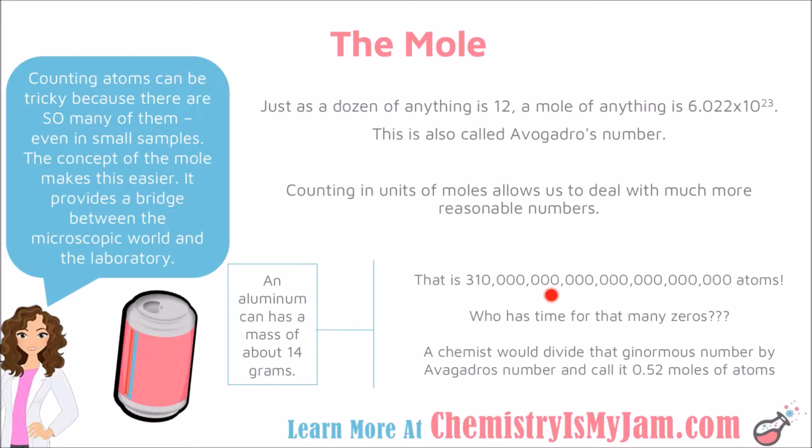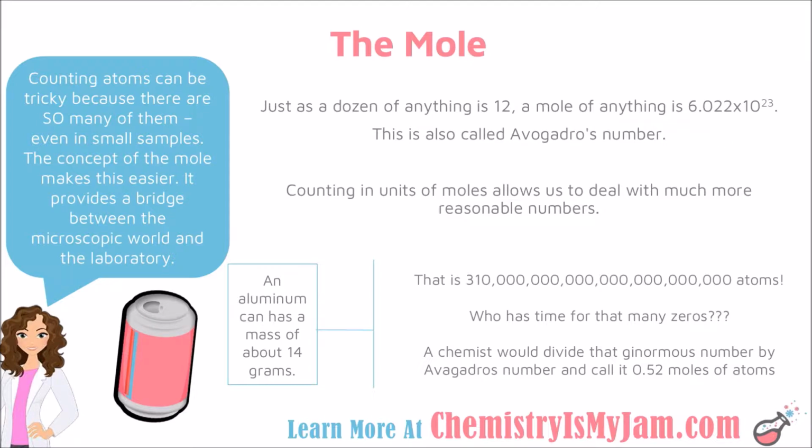Instead, a chemist would divide this number by another giant number and report moles of atoms instead of atoms. So what is the mole? The mole is just a number. So when I say the word dozen, you think 12. When I say the word mole, you should think 6.022 times 10 to the 23rd.